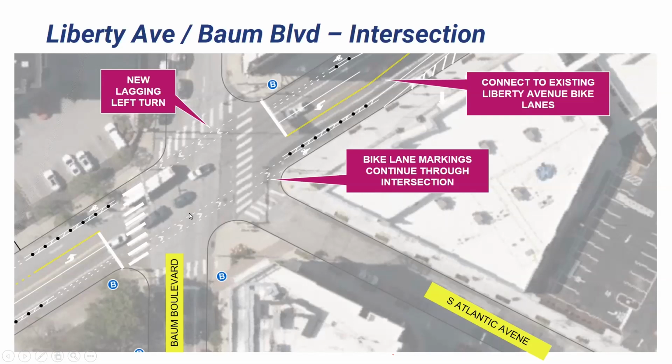We have found that by putting this type of marking through the intersection, first of all, the bicyclists know the right of way they should use, and also the motorists are aware that there is a bike crossing in there, which makes them extra aware to watch out for the bicyclists. And with that, we will also put in a new traffic signal phasing called the new lagging left turn.